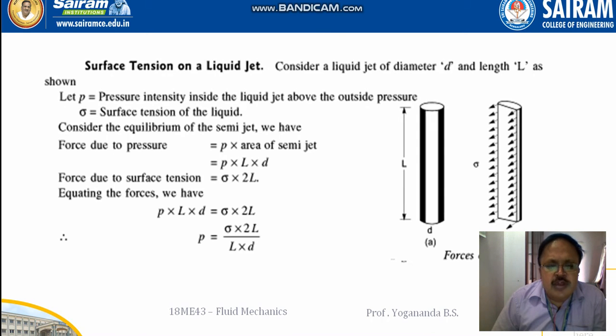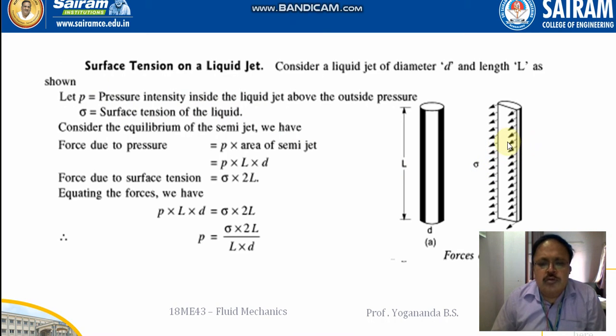Now we have the surface tension on a liquid jet. Assume you are opening the tap and water is coming out. Imagine that you are going to cut that water column, and then cut this water column into two equal halves. The liquid jet has the diameter d and the length L. P is the pressure intensity inside the liquid jet above the outside pressure.